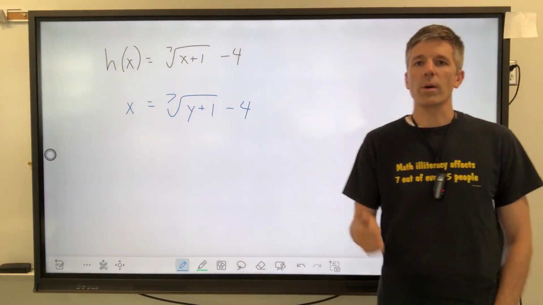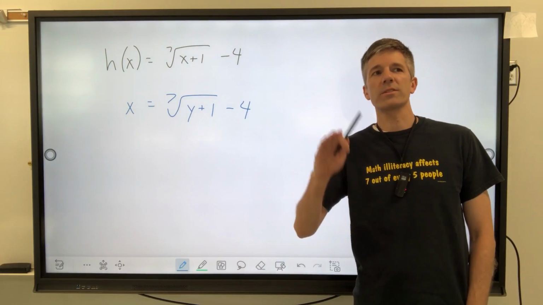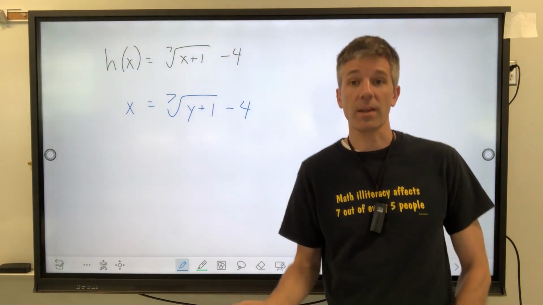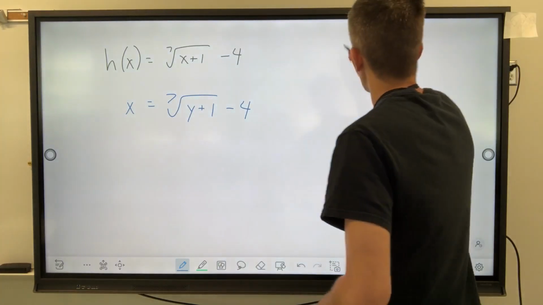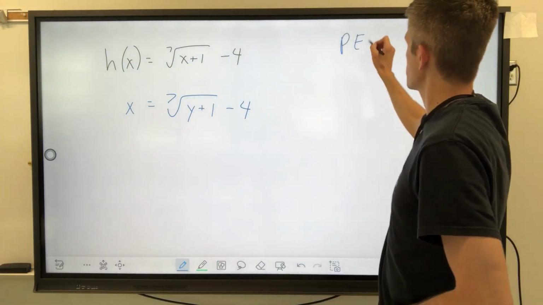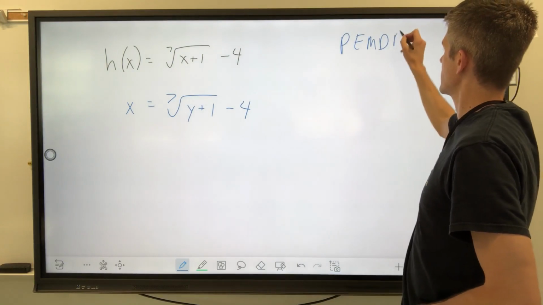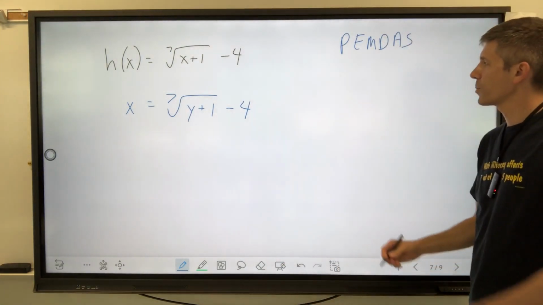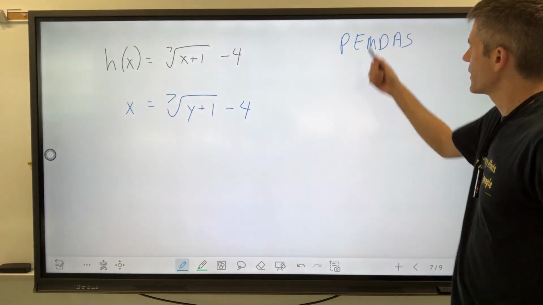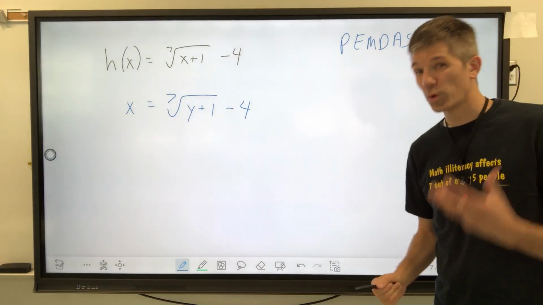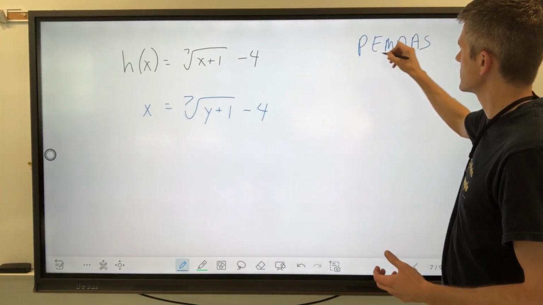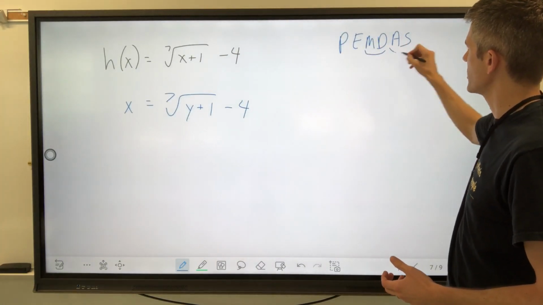So what we're going to do, and you've seen this, is reverse the order of operations. If I asked you to simplify something, you would do parentheses first, exponents, multiplication and division, then addition and subtraction. And you learned that way back in the day, PEMDAS. So parentheses are grouping symbols, then exponents, which also includes roots, by the way, and then multiplication and division from left to right, and then addition and subtraction.